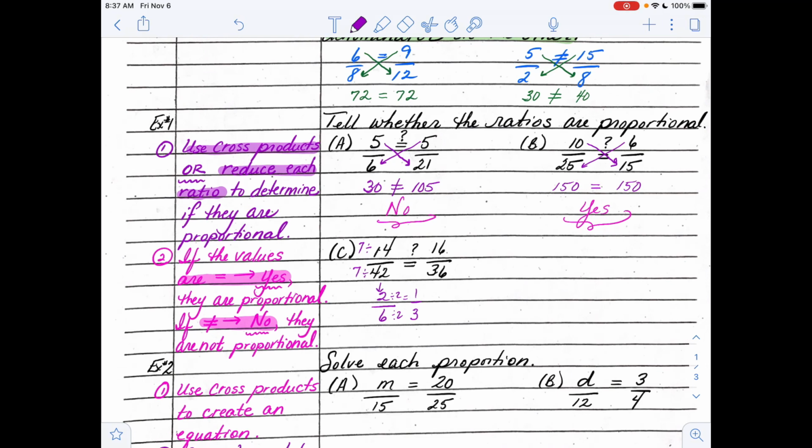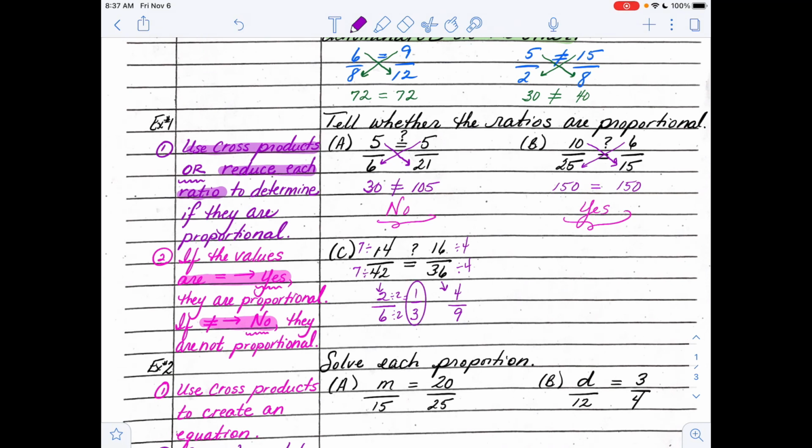What about that next one? 16 and 36? Well, I know 4 can go into each one evenly. So let's go ahead and reduce that one. 4 goes into 16 4 times. 4 goes into 36 9 times. Can I reduce it any more? No.